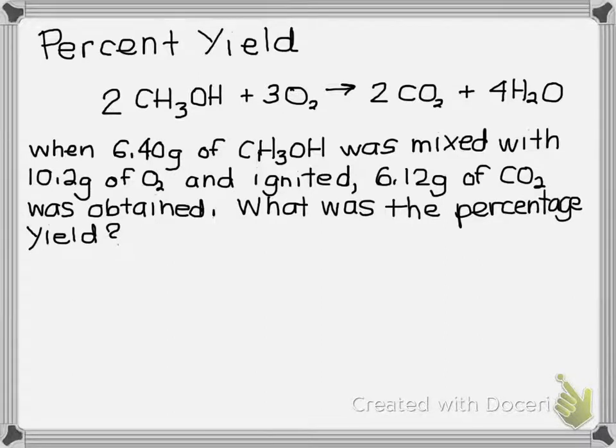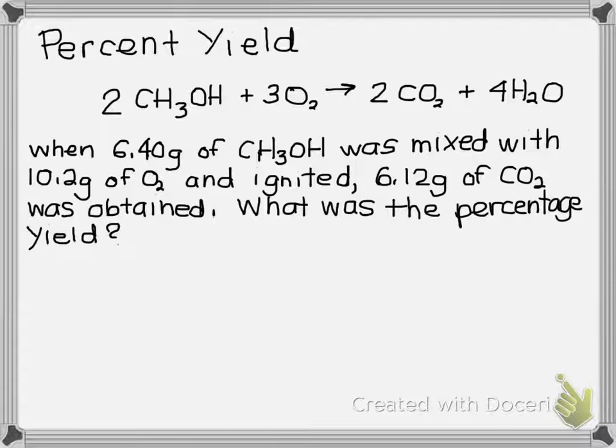Okay, this section deals with theoretical yields and percentage yields. If you have not reviewed stoichiometry and chemical equations, I would do that before you took a look at percentage yield. So percentage yield uses mass-to-mass calculations as well as limiting reactant calculations. And then it adds one more equation, and that's the equation of percentage yield.